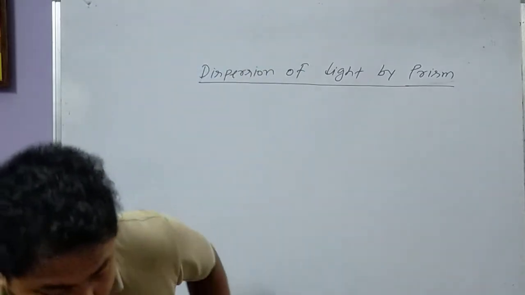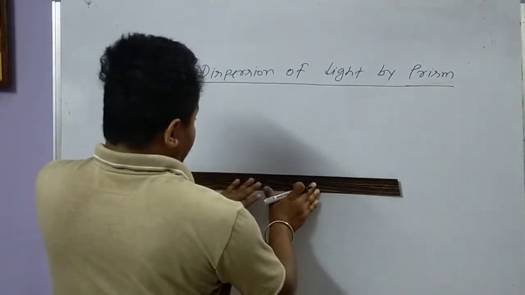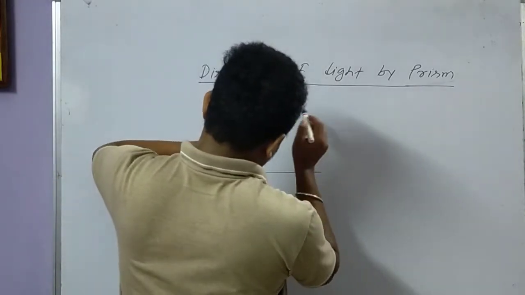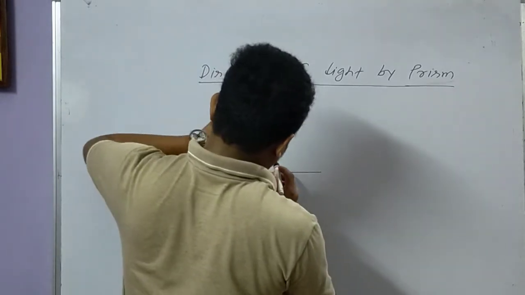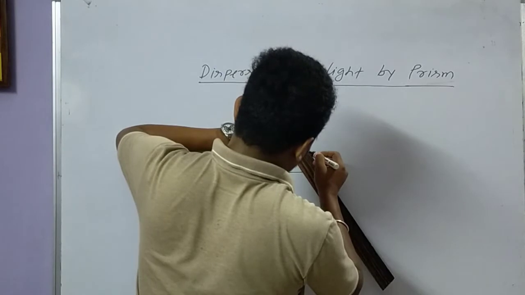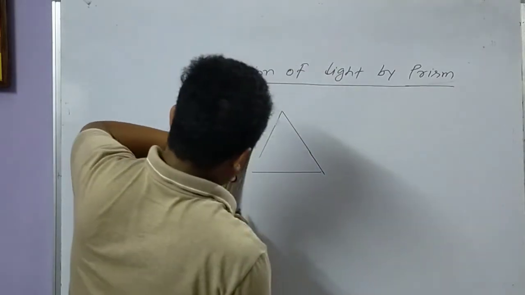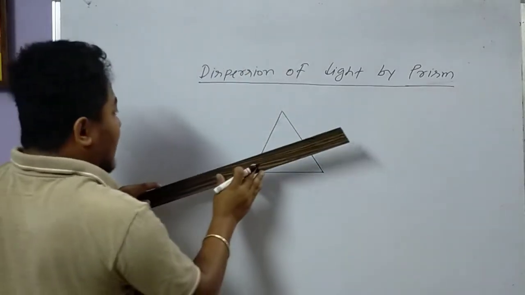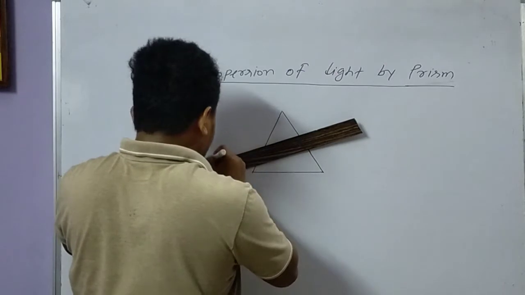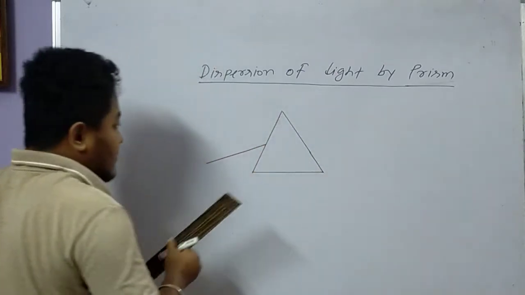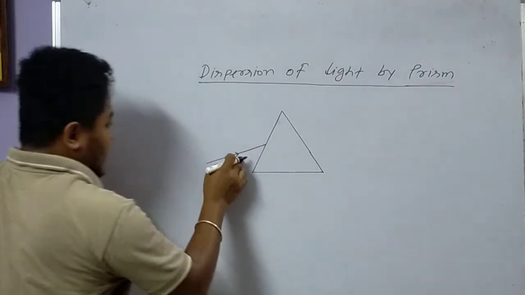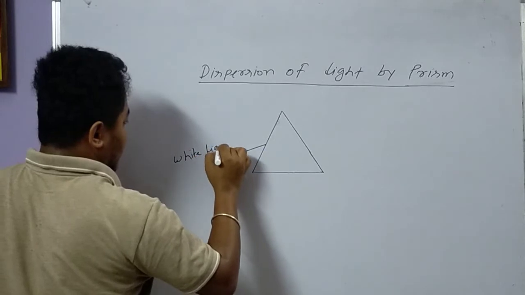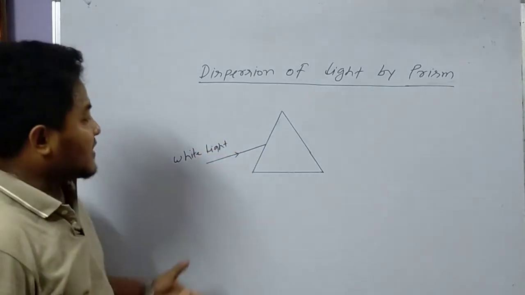So if I make a prism like that, in order to understand these things, if I make a prism over here, say this is a prism, and here a white light is incident, suppose a ray of white light has been incident on it. This is the white light.